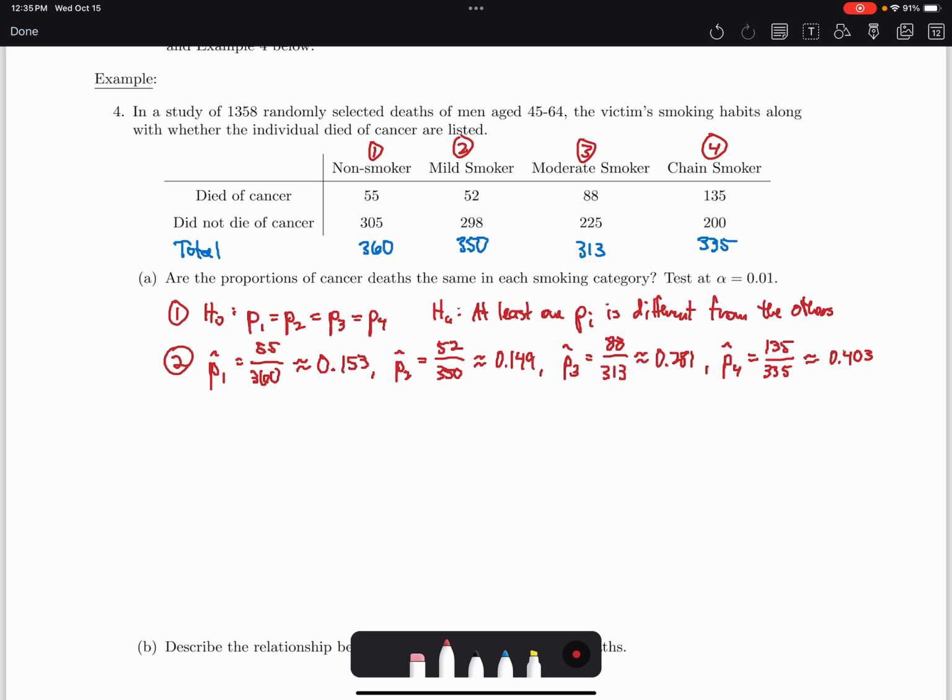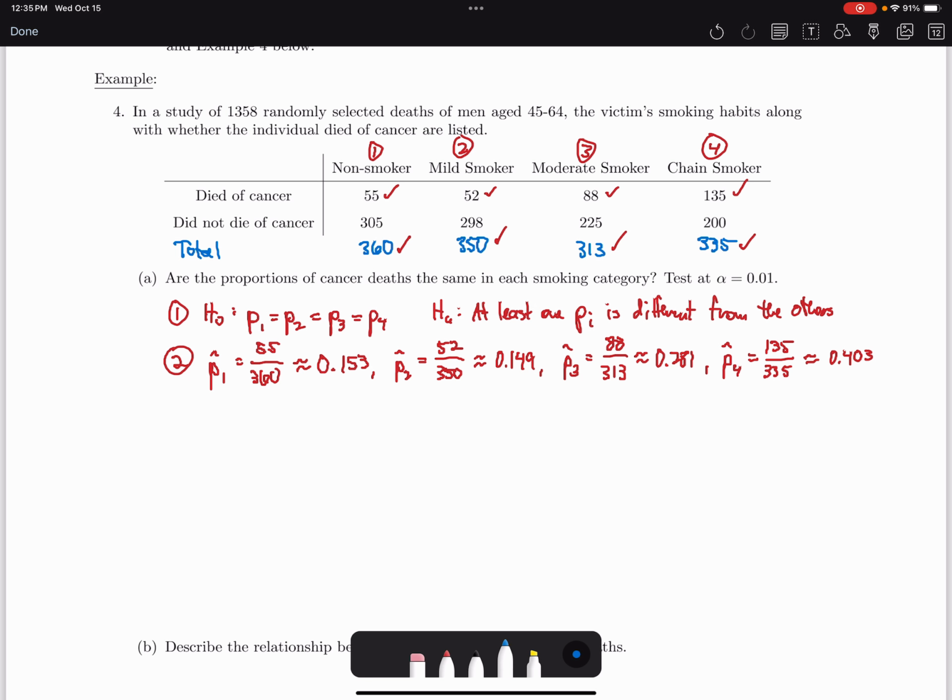Again, you just need to total each of the columns, and then the proportion of cancer deaths among non-smokers would be the number of cancer deaths among non-smokers divided by the number of non-smokers, right? So 55 over 360 is 0.153. 52 out of 350, 0.149. 88 out of 313, 0.281. And 135 out of 335, 0.403.